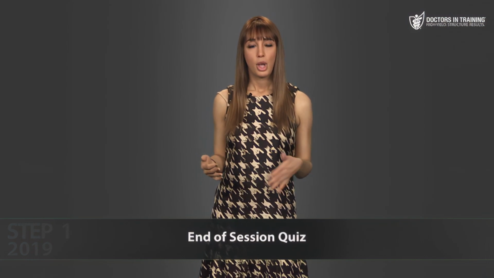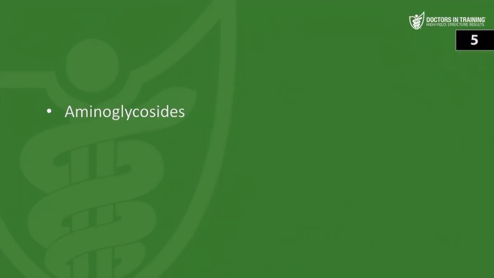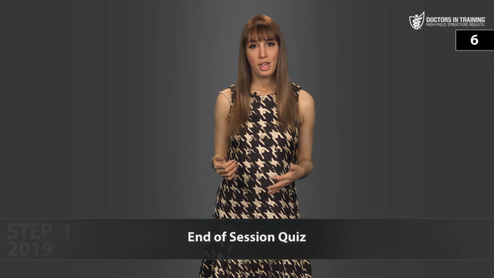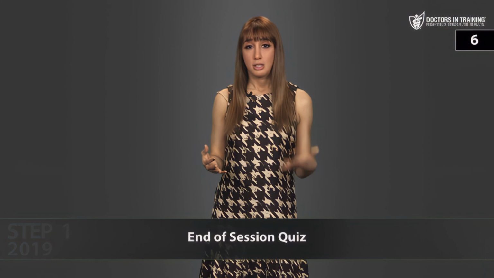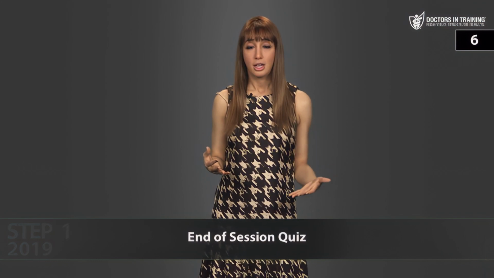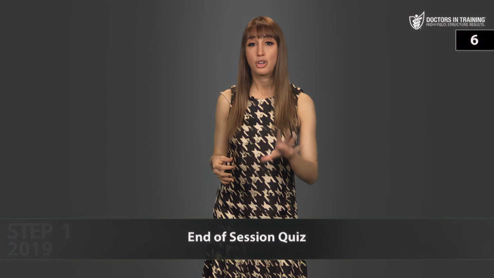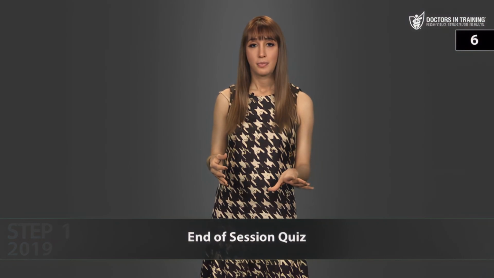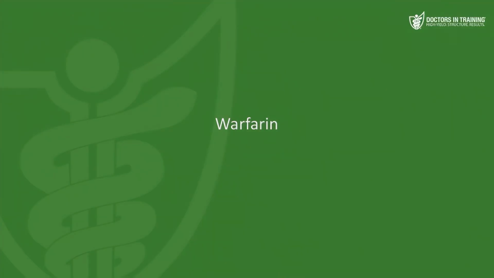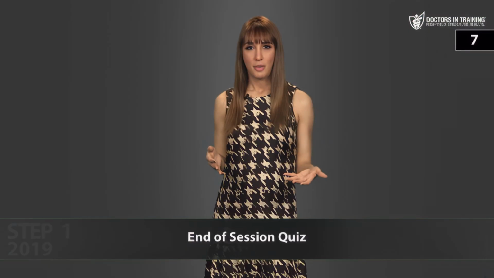Let's go over the answers to the end of session quiz. First question, which antibiotics are potentially teratogenic? Aminoglycosides, tetracyclines, which cause discolored teeth, and fluoroquinolones, which can potentially cause cartilage abnormalities. Next question. A pregnant woman is diagnosed with a deep venous thrombosis of the left leg. Which anticoagulant is contraindicated during pregnancy? That's warfarin. And which anticoagulant is preferred? That's heparin.